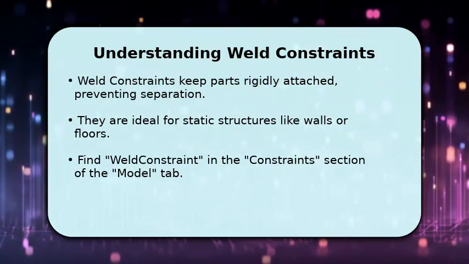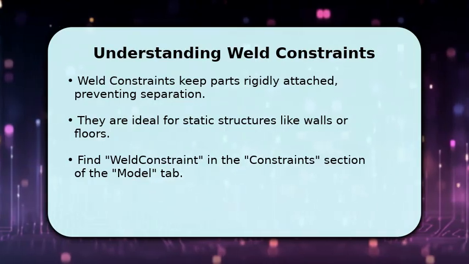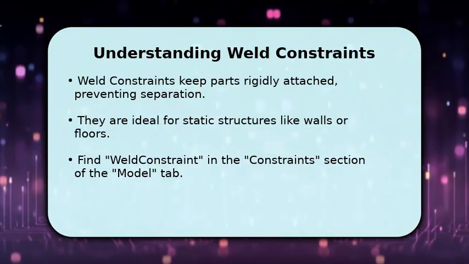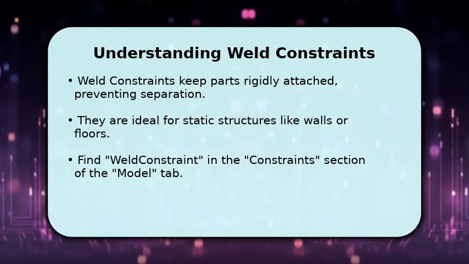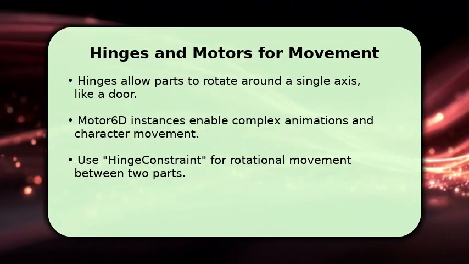You can find the weld constraint in the Constraints section of the Model tab. Simply select both parts you wish to connect, then click the Weld Constraint button to apply it, forming a strong bond. For dynamic connections, consider using hinges and motors.